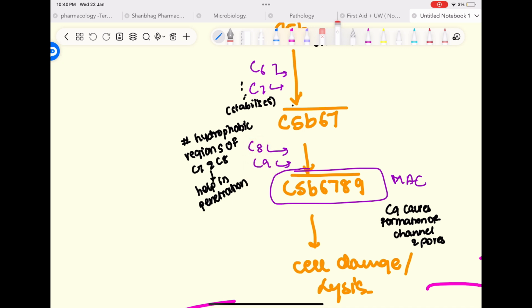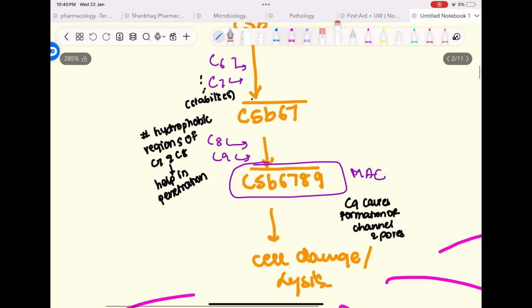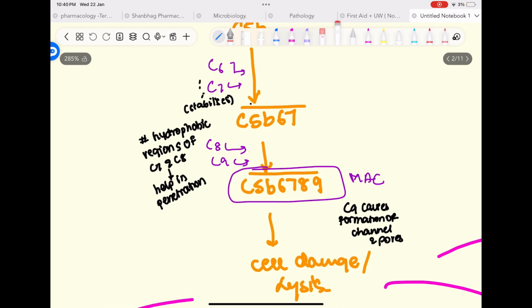Remember that C7 and C8 have hydrophobic regions in them. So this helps in penetration of the bacterial, viral or the fungal molecule which we want to kill. Now the end molecule is called the membrane attack complex. Membrane attack complex is a combination of C5b, 6, 7, 8, 9, which we saw here.